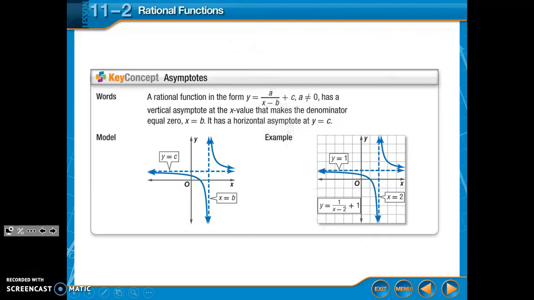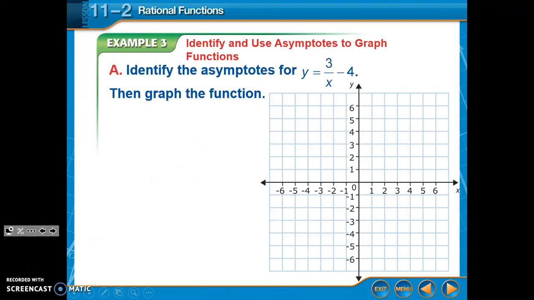All right, asymptotes. So a rational function of the form y equals a over x minus b plus c has a vertical asymptote at the x value that makes the denominator equal to 0. And it has a horizontal asymptote at c. Okay, so that could make it easier to draw our graphs. So if I have this here, the value that is underneath here, that's going to be my vertical asymptote. So whatever the denominator is, set it equal to 0 and solve. It's already solved. That's going to be my vertical asymptote.